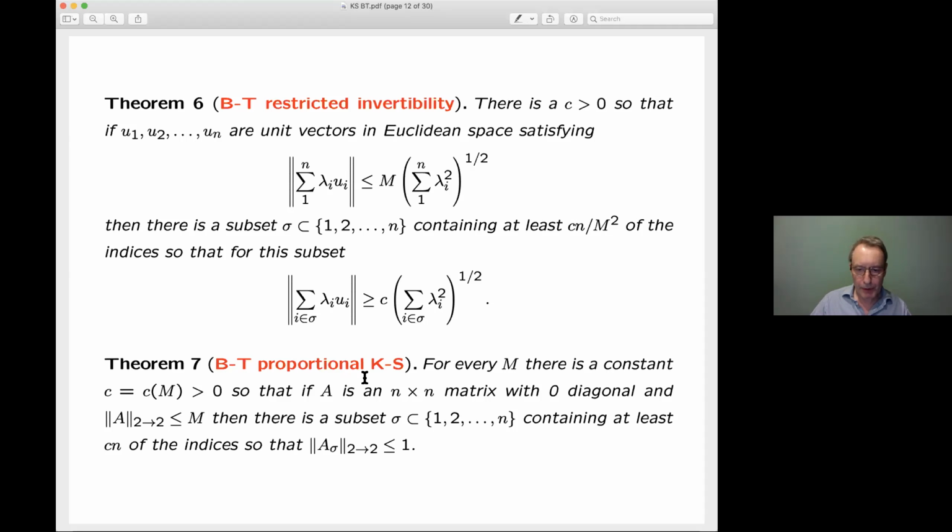And then they also proved proportional Kadison-Singer. So the statement again is exactly as you'd expect. For each m, there's some constant, so that if you have an n by n matrix with 0 on the diagonal, nicely bounded in operator norm, you can find a subset, which is a proportion of the total number of indices, on which you've got a nice bound for the operator norm. Okay, so each of these is analogous to the problems that I stated before, except that we're selecting a proportion as opposed to partitioning, which is obviously a stronger thing to do.